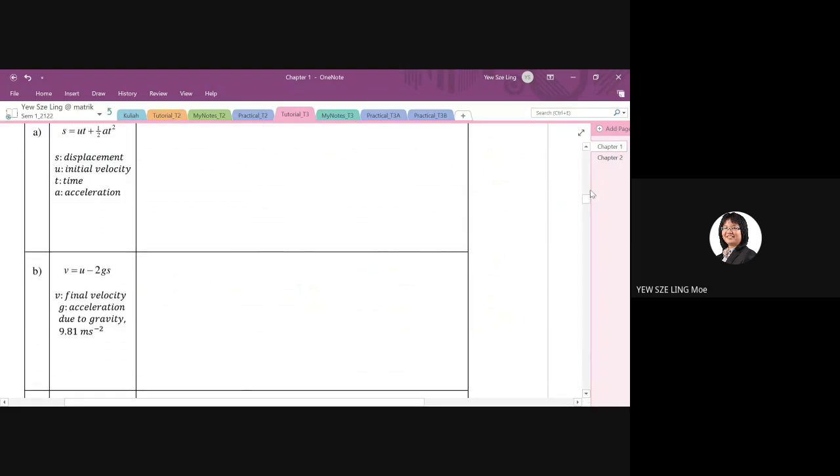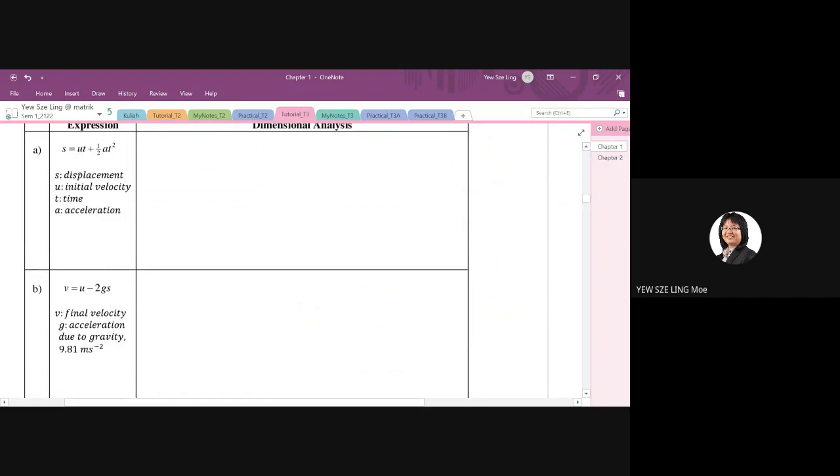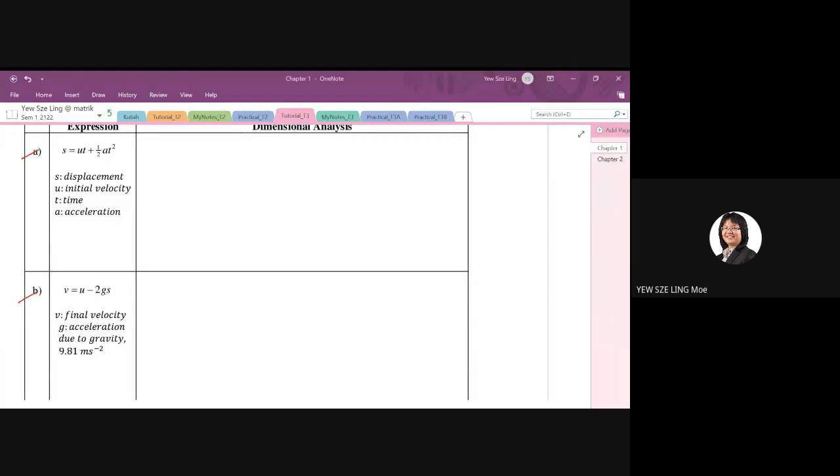So what I want you to do now, I give you 10 minutes to solve questions A and B. Do it yourself. Don't refer to the one that I showed you just now. Try it without looking at the notes. See whether you understand or not. Because dimensional analysis is a very popular question in your final exam. All right, so start now. You have 10 minutes to do both questions.